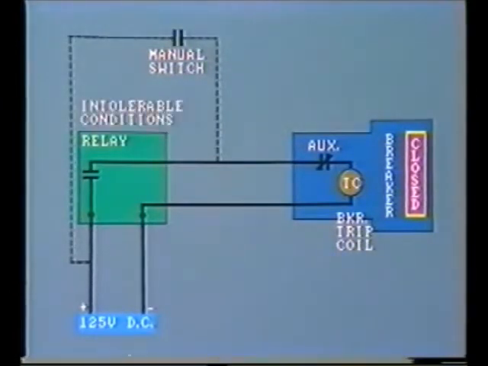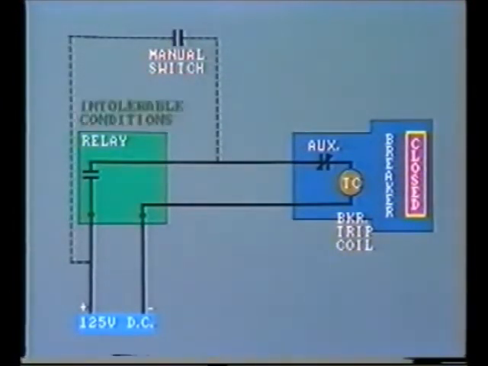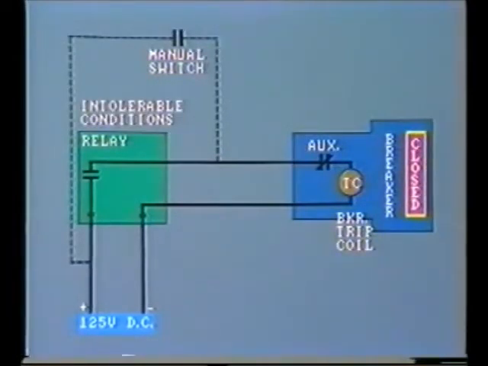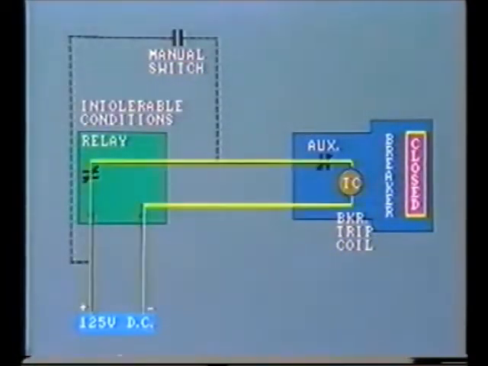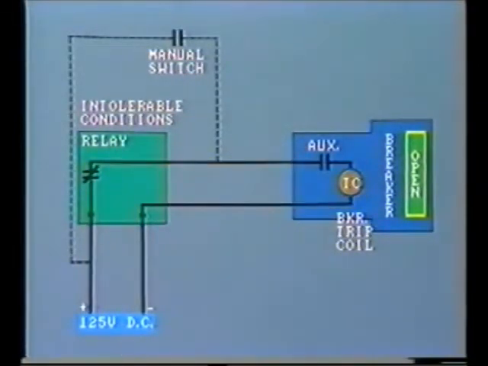Now, when the relay operates due to sensing intolerable conditions, the relay contacts will close, and this now energizes the breaker tripping coil. This in turn causes the breaker to open, and also causes the auxiliary contact to open, so breaking the DC tripping circuit.